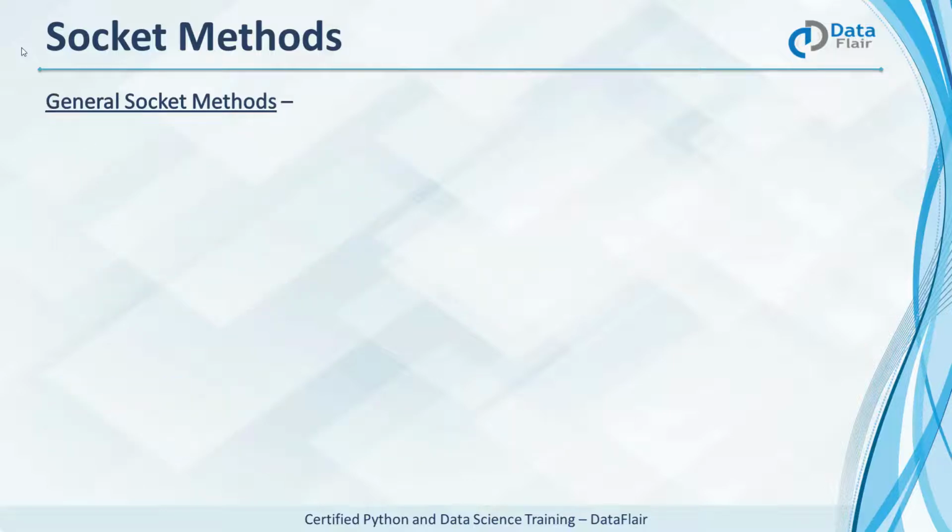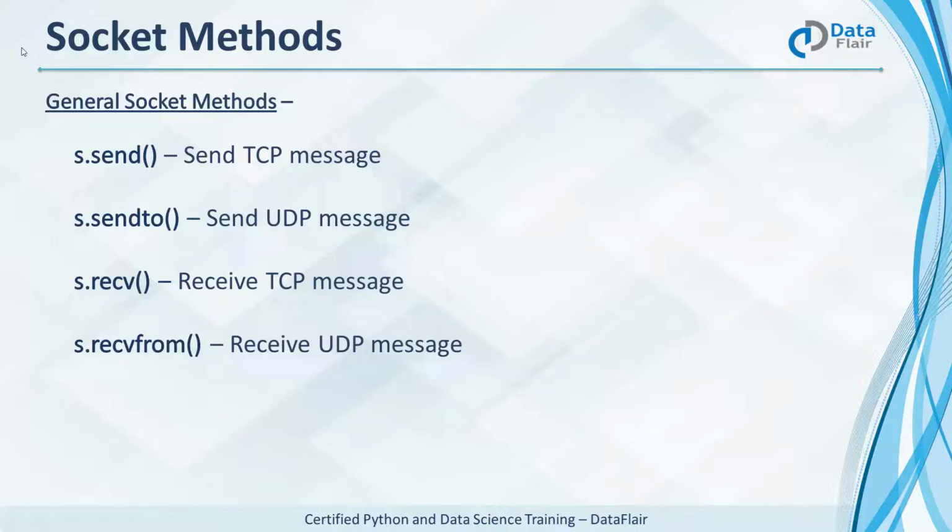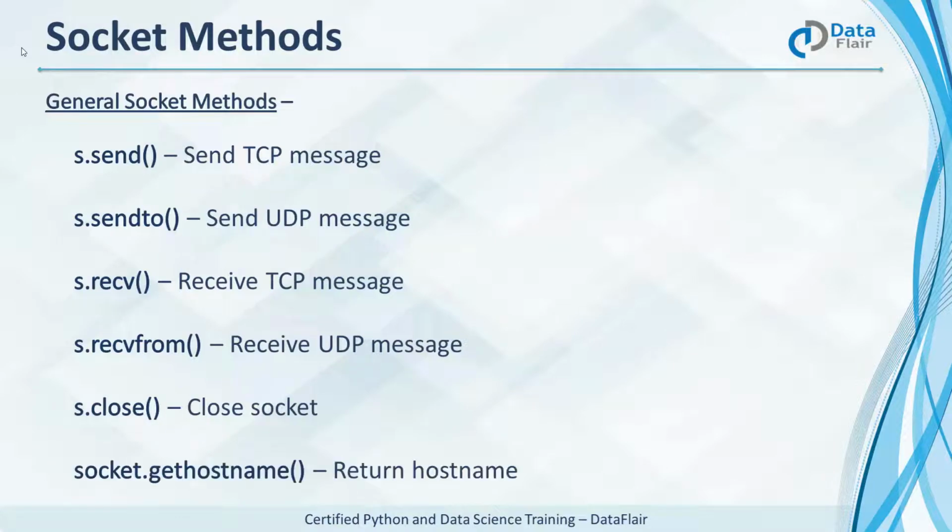Now some general socket methods. Send sends a TCP message. Sendto sends a UDP message. Recv receives a TCP message, and recvfrom receives a UDP message. Close closes a socket, and gethostname gets us the name of the host.